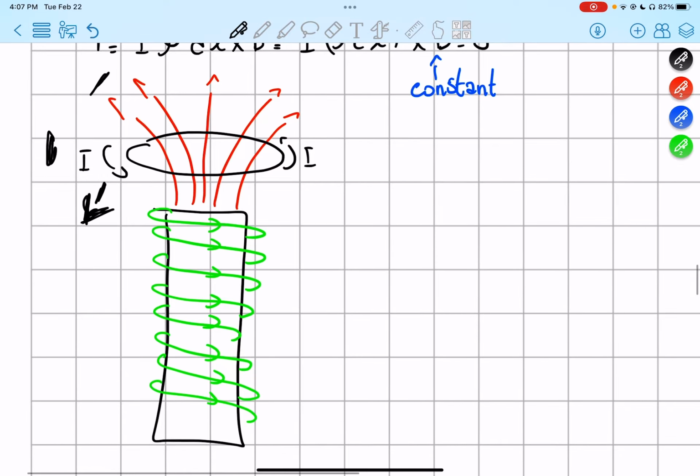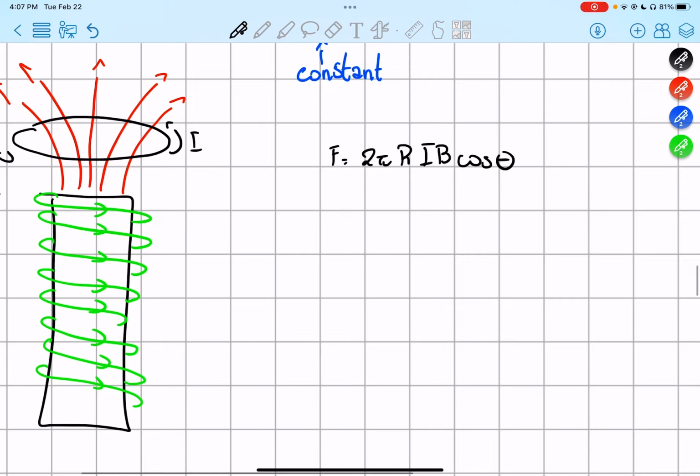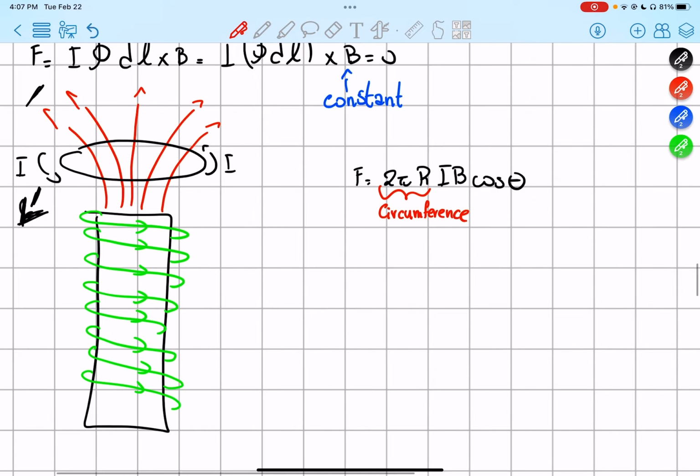This force can be calculated as 2 pi, actually I'm going to write it the way I like to write it, R I B cosine of theta. As you can see, this 2 pi R is equal to the circumference of our loop, because we know it's a closed loop. And the force will actually push in a different direction based on where we are, because on the left it pushes towards the left and down, and on the right it pushes towards the right and down.